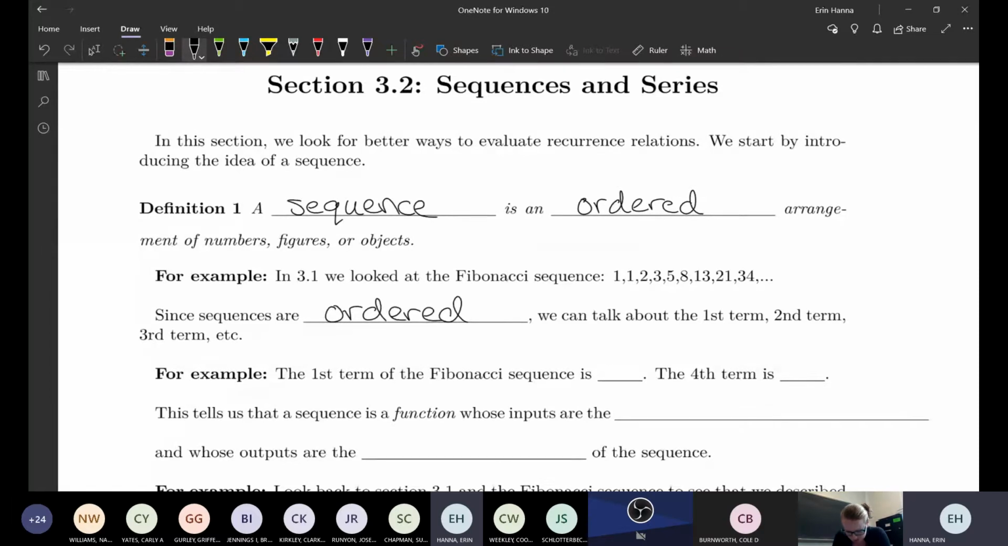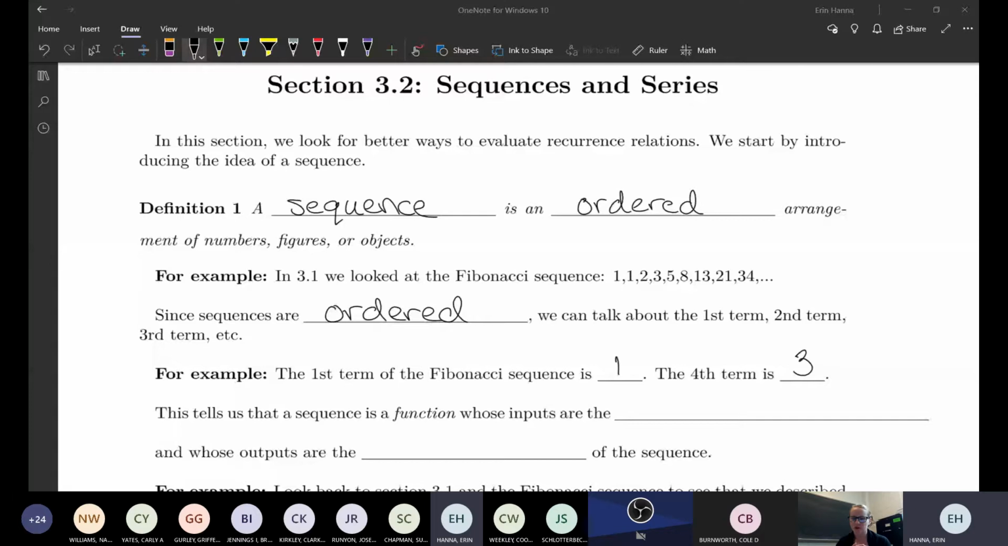Sequences. Since they're ordered, we can talk about the terms in their order. If we consider the Fibonacci sequence, the first term is 1, and the fourth term in the Fibonacci sequence is 3. Sorry, I gotta move this really quick.